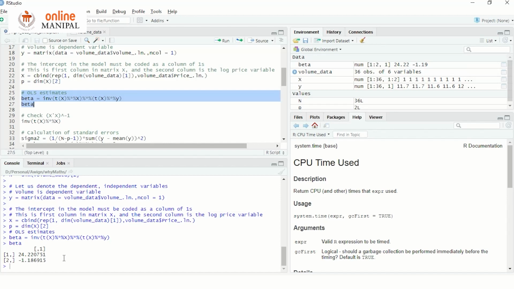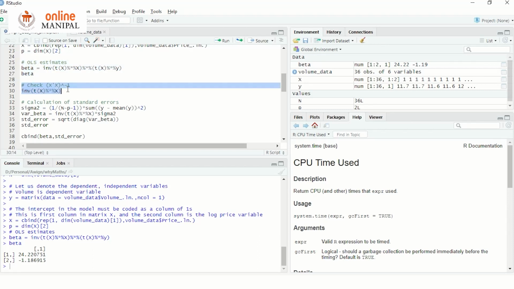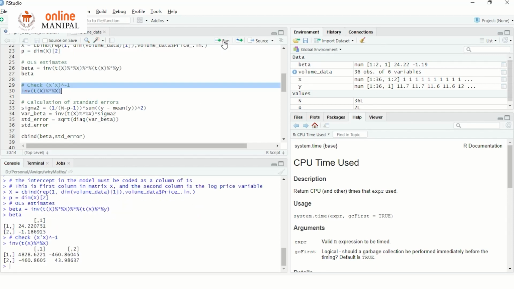The first estimate is what is for the intercept. The second estimate is what is for the price variable. And the order of these estimates is actually in line with the X variables that I have input. So if you see line number 22 of the code, the first variable is intercept, the second variable is the log price, right? And let us quickly check what is the value of X prime X inverse.